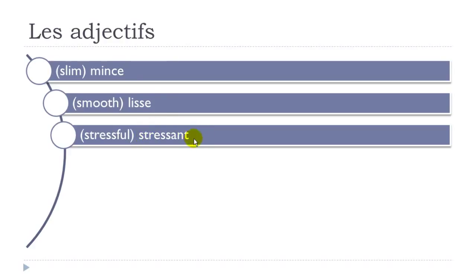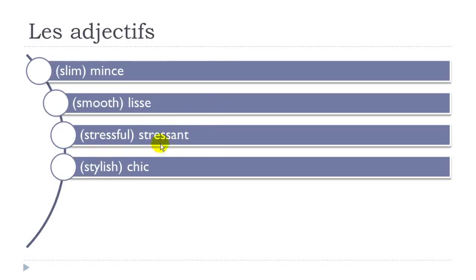Stressant. Final T not pronounced. A-N together. En. And then double S. Sans. And it will open the pronunciation of your E. So, E. Stressant. Chic. Okay, you pronounce the final C. And then CH together. Sh. Chic.